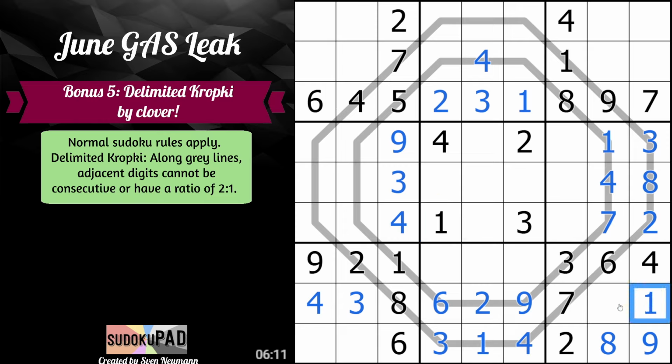What can we do? 1, 5. We can do that. We know 5 can't go here, here, so we can place 5 there. From the column, we're missing 3. Not 3. Sorry. Not a 3 in the corner. I really wanted that 3 in the corner. It's 6. And then we're missing 3 and 2 here.